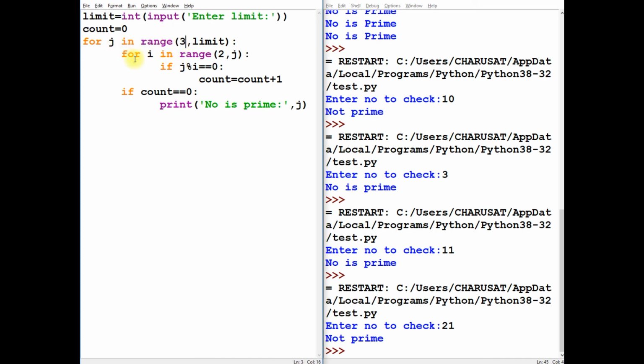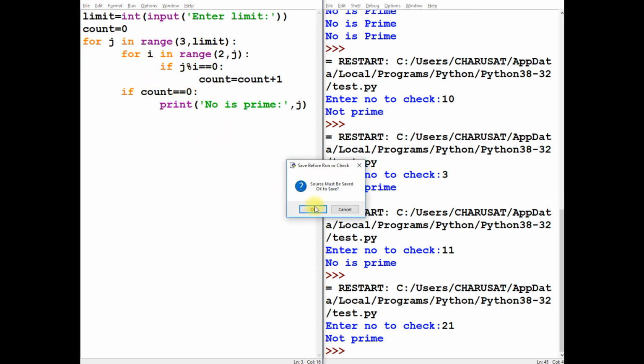Now I'll start J with 3. So J is 3, for I in range 2 to 3, 3 divided by 2 is not equal to 0, false. So the value of count would be 0 and this message would be printed. Now suppose I am entering my limit as 5. As soon as this loop completes, it will go back here, with J equal to 4, I in range 2 to 4, 4 divided by 2 equals 0, the count value will be updated and this part won't be executed. Again it will go back, and this process will go on.